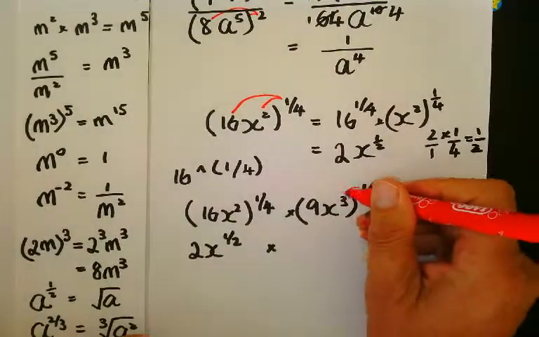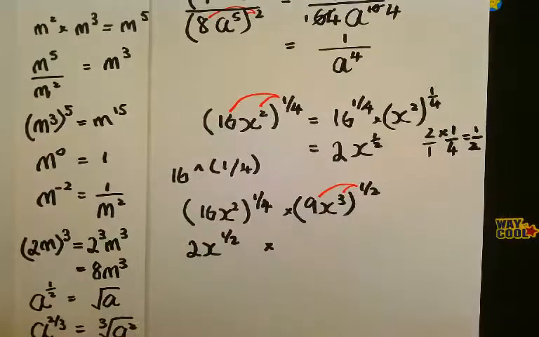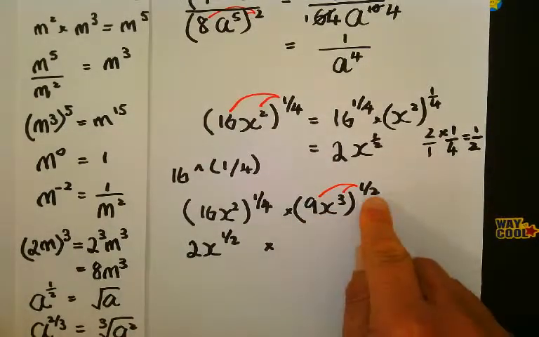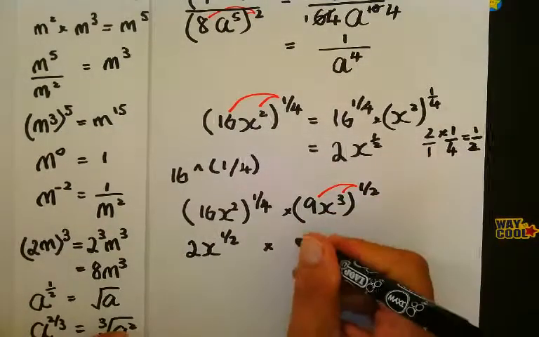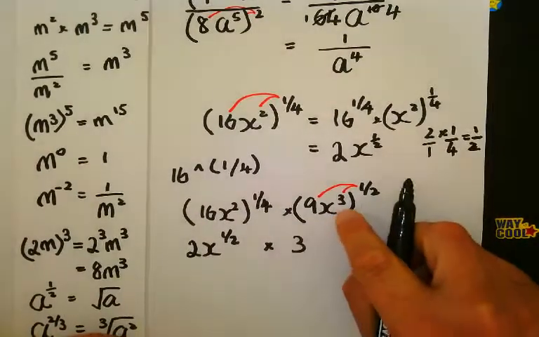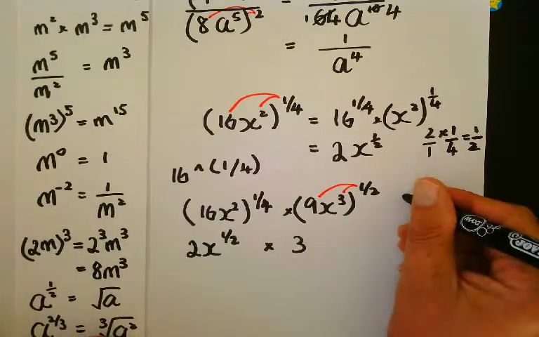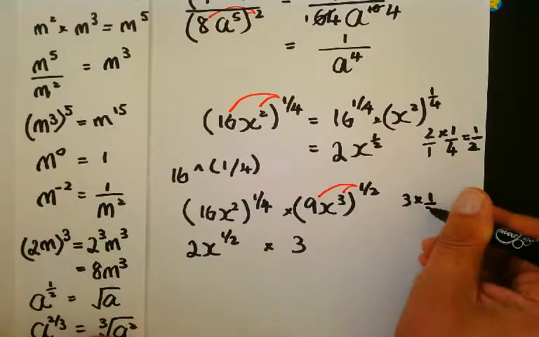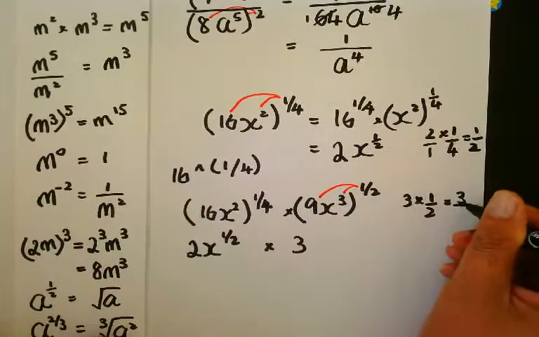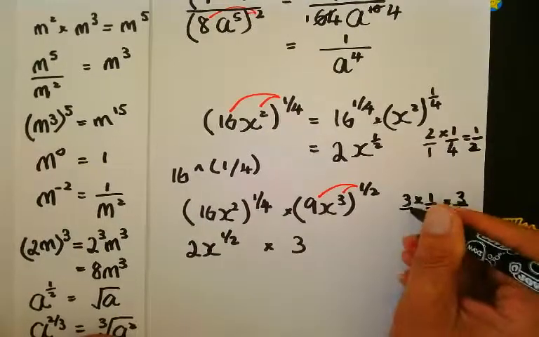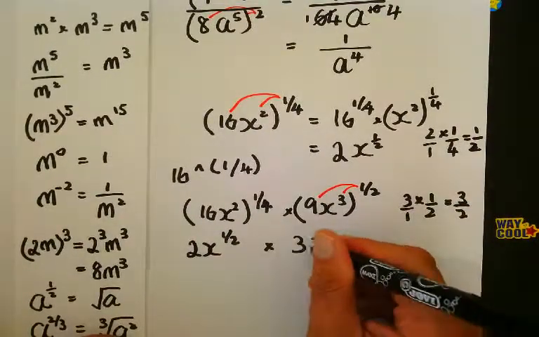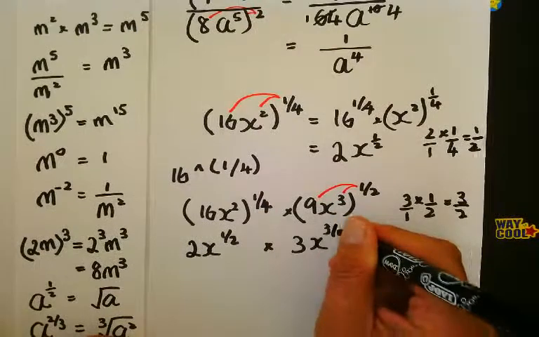So this is power on a power, power on a coefficient. So 9 to the power of a half, that's just the square root of 9, which is 3. And this one is x to the 3 times to the power of a half. So that's 3 times 1 half. Well, that's just 3 halves. So that will be x to the 3 halves.